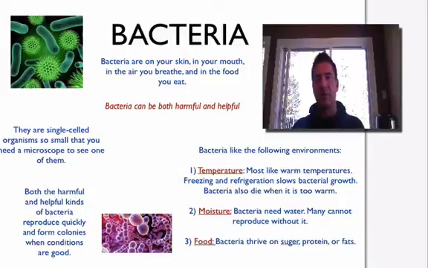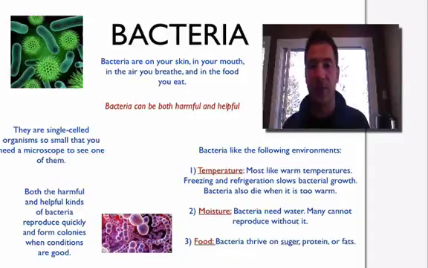What happens with bacteria, though, is they can reproduce very quickly. If we come in contact with bacteria and maybe it's a bad pathogen and it's harmful, it's going to reproduce really quickly at a high rate, and it's going to form colonies. And if the conditions are good, and we'll talk about the following environments and conditions, then it's going to spread quite quickly.